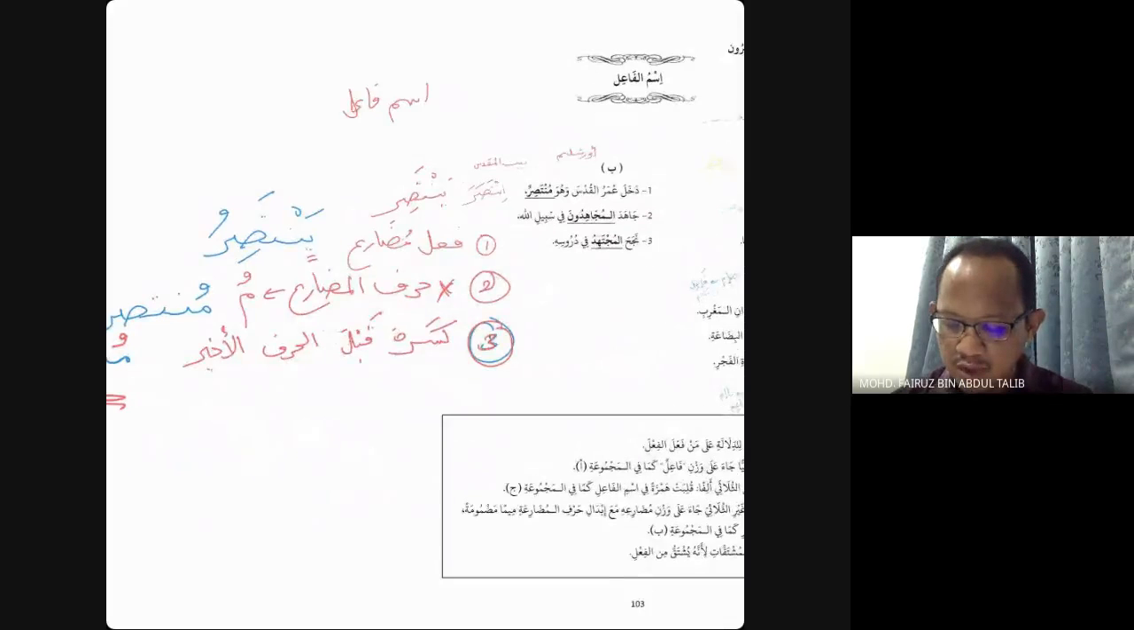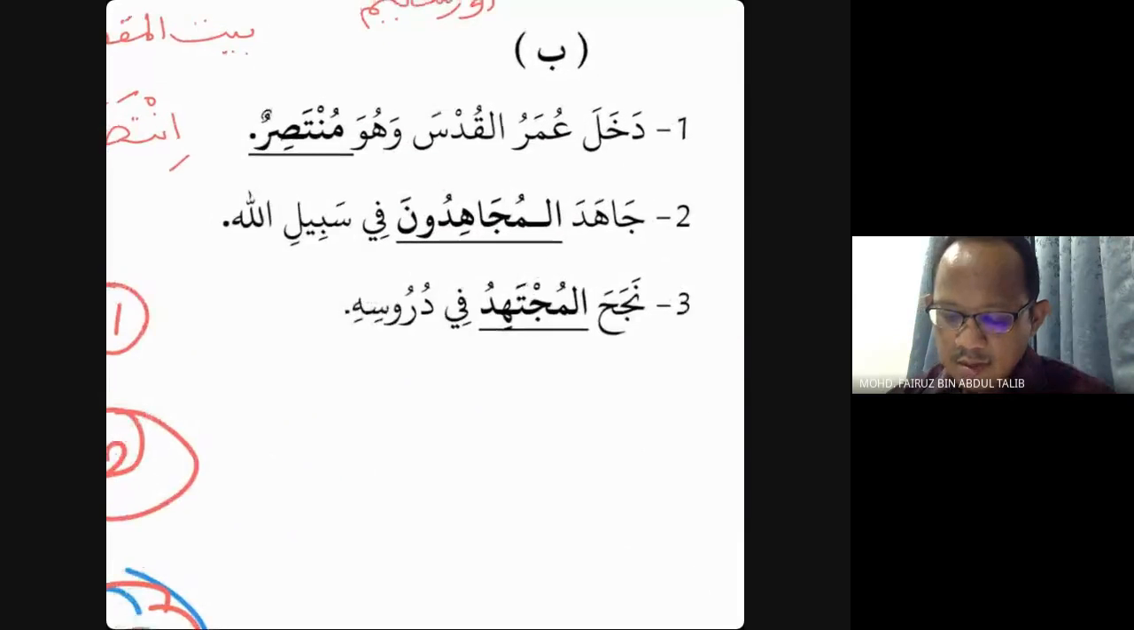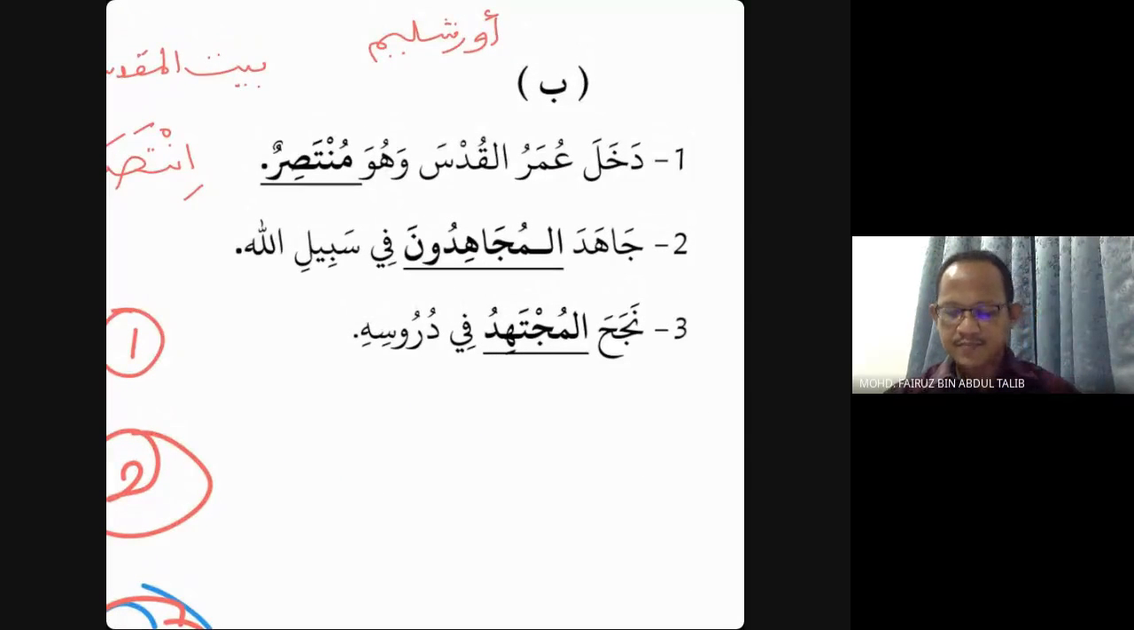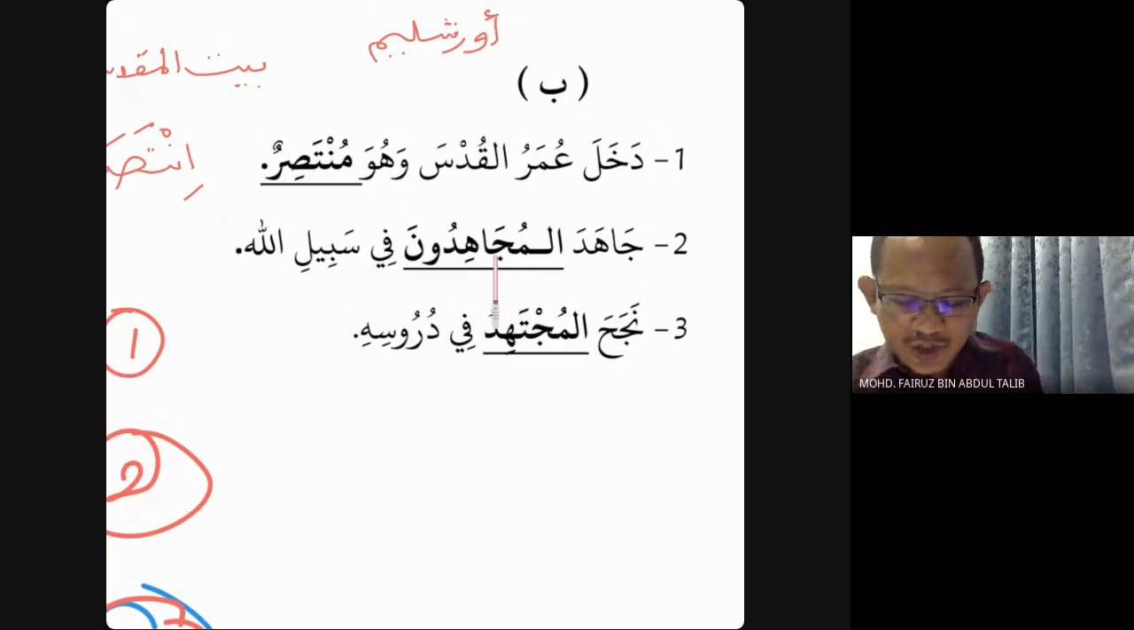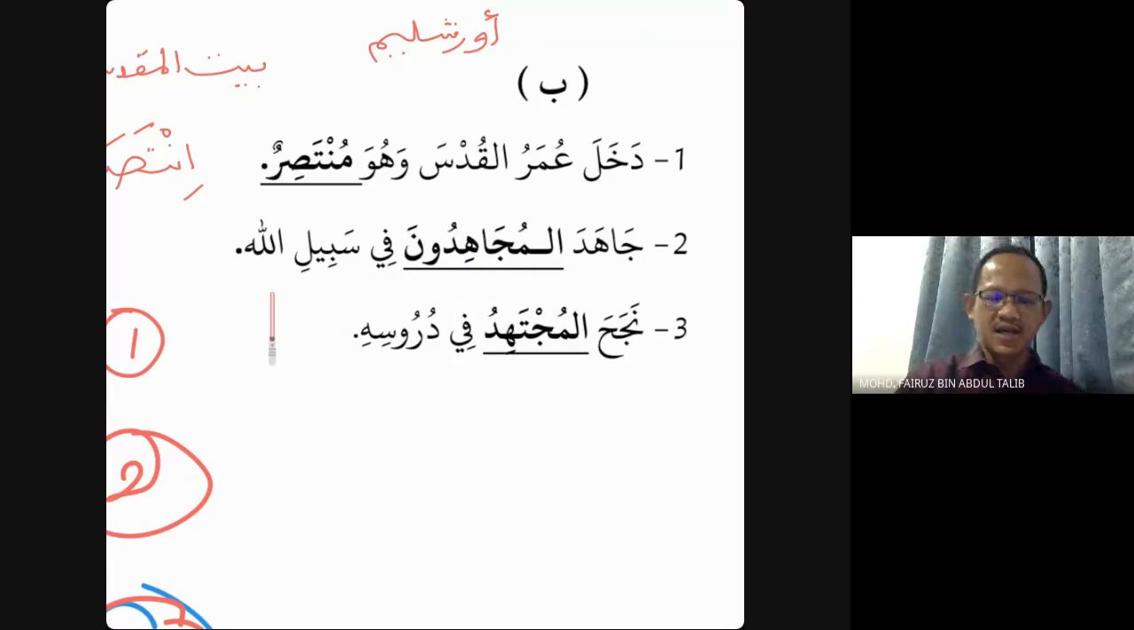We look at the second word. Second jumlah: jahadal mujahiduna fi sabilillah. Mujahidun is the isim fa'il. The word is jahada, meaning to struggle or strive or perform jihad. So who performs jihad? Mujahidun, in the path of Allah.